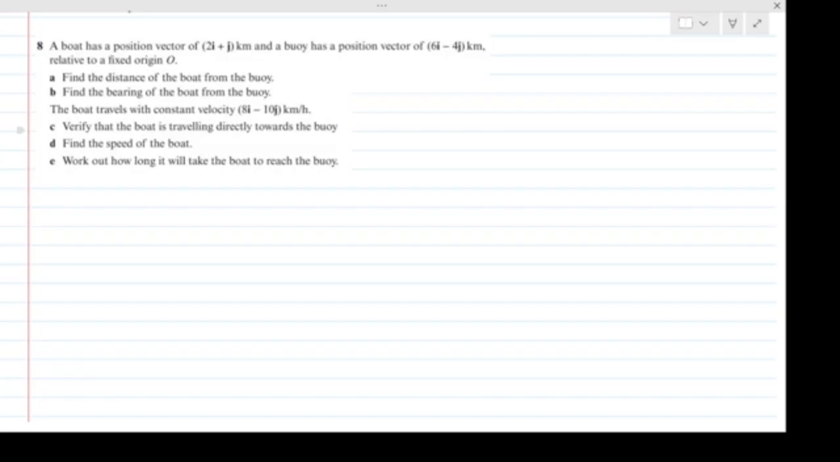So again, we're going to probably sort of plot where these points are, right? So position vector basically means coordinate, right? A coordinate from origin, right? So 2i and j is basically 2, 1, right? Basically. So if we have an origin, let's say here, then 2, 1, 2 across, 1 up, there, okay? That would be my boat, okay? Boat at 2, 1.